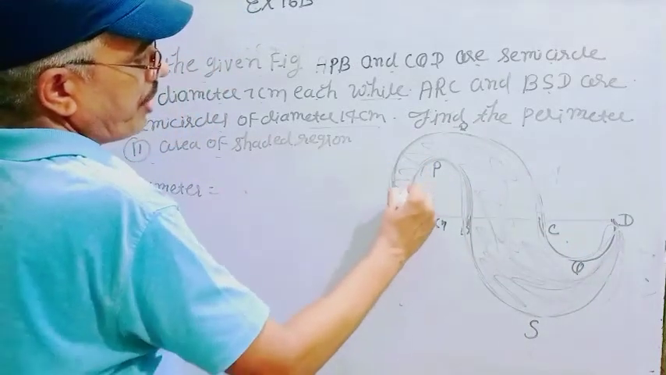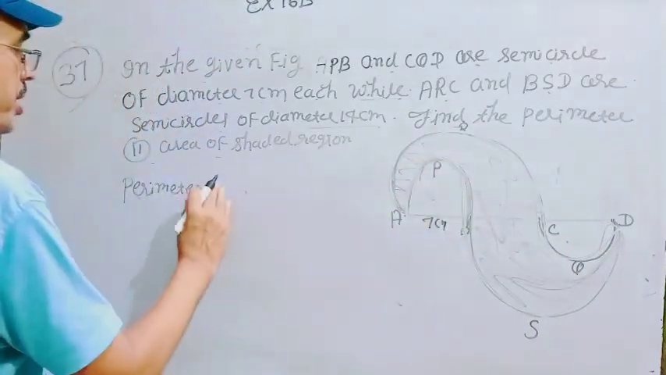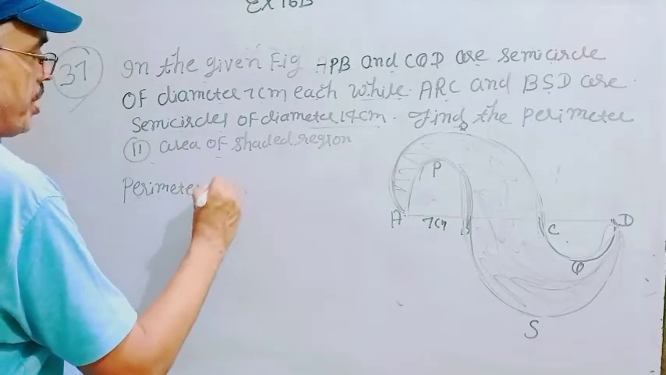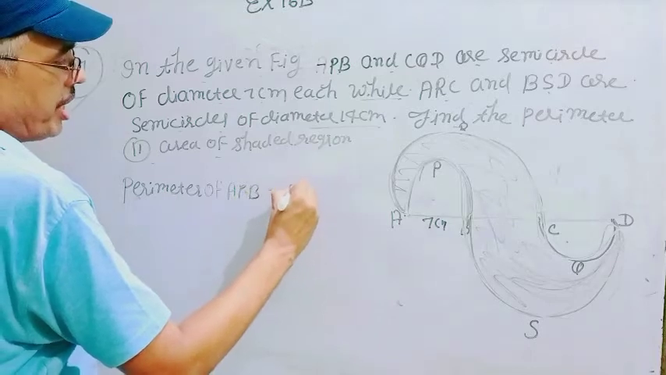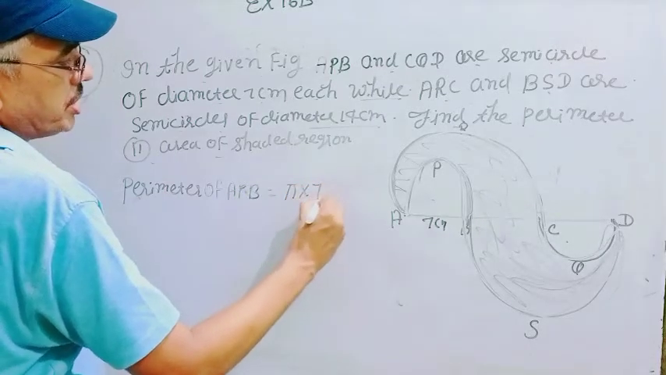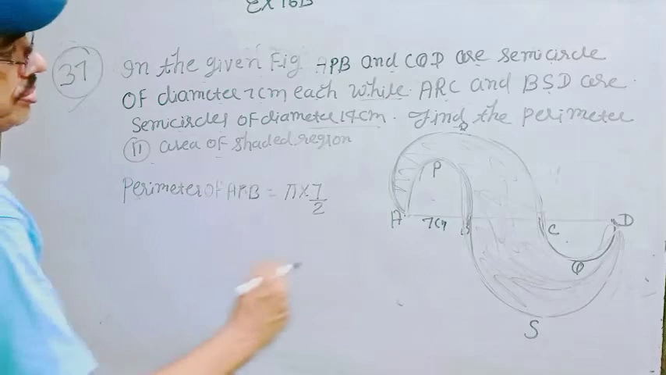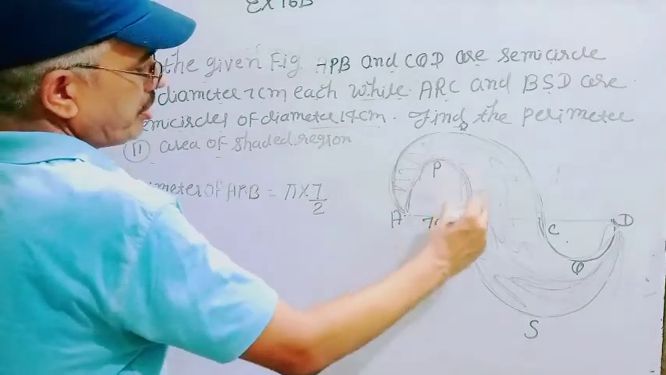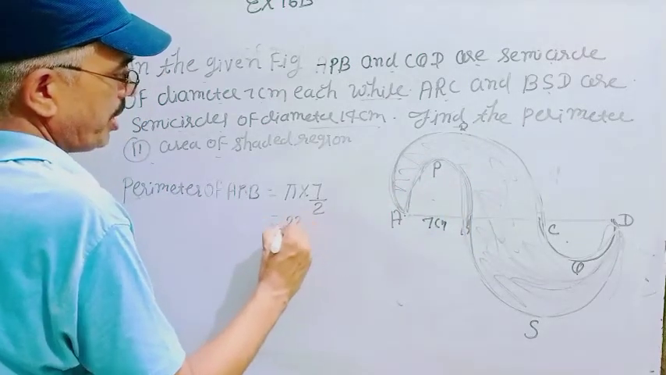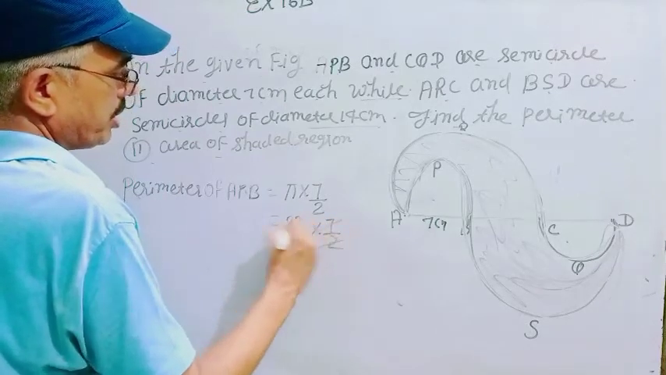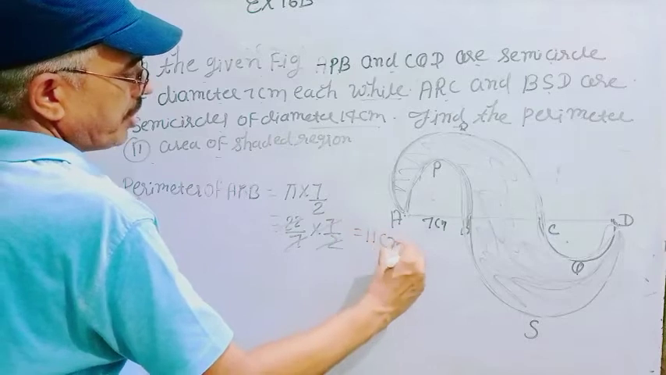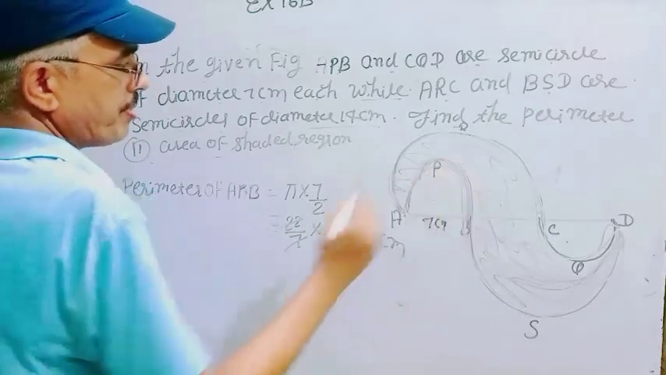So first we find the perimeter of APB. It is pi r, that is pi into 7 by 2. That means pi, that is 22 by 7, into 7 by 2, cancel, then you get 11 cm. It is the perimeter of APB.